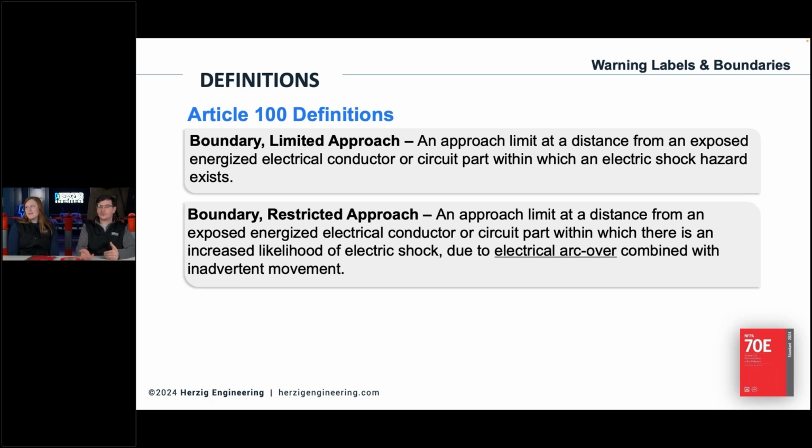Limited approach is an approach limit at a distance from an exposed energized electrical conductor or circuit part within which an electric shock hazard exists. That's the definition from 70E. Restricted approach boundary is an approach limit at a distance from an exposed energized electrical conductor or circuit part within which there's an increased likelihood of electric shock due to electrical arc-over, combined with inadvertent movement.